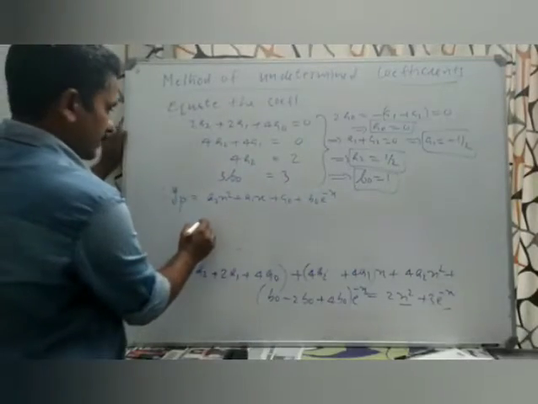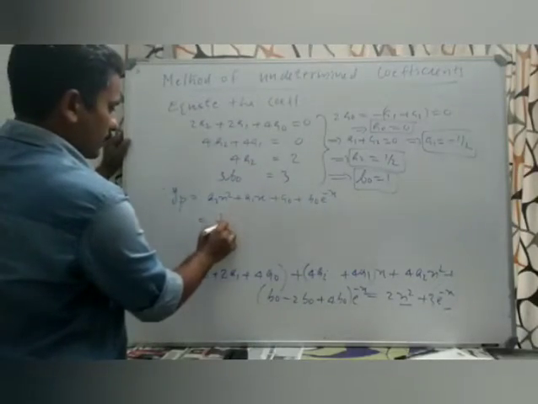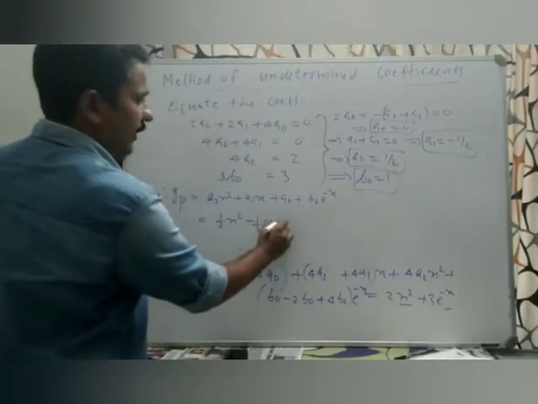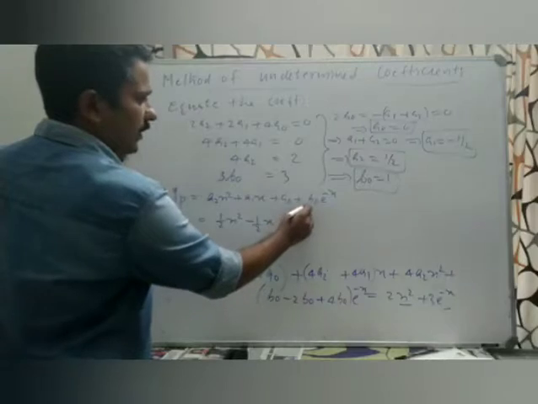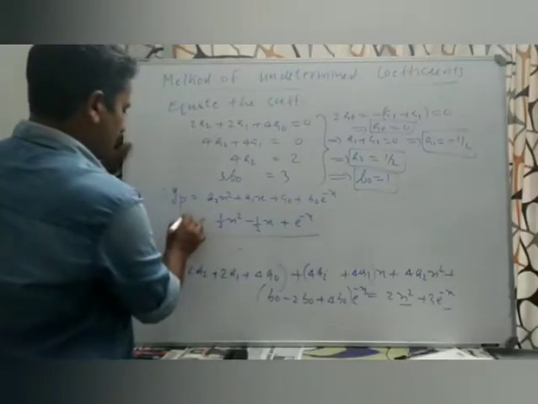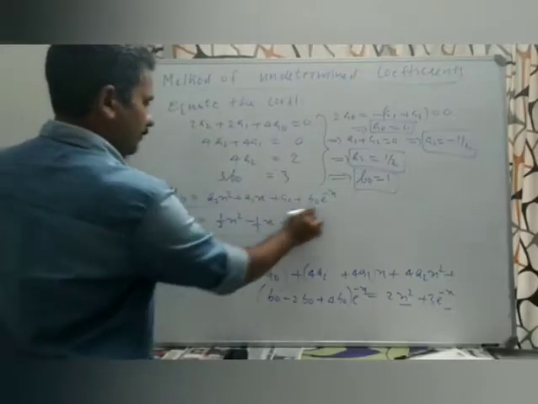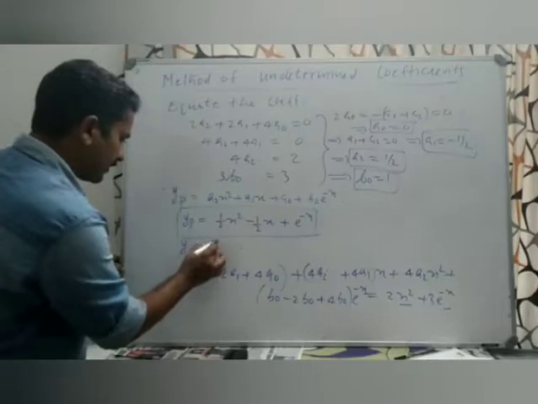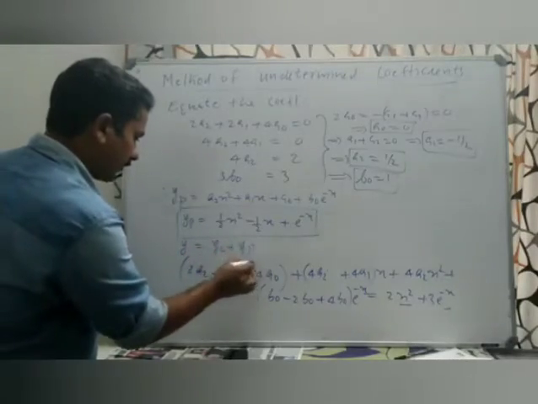So a2 is 1 by 2 x square, a1 is minus 1 by 2x, a0 is 0 and b0 is just 1. So this is the particular integral. Alright, and the final solution is yc plus yp.